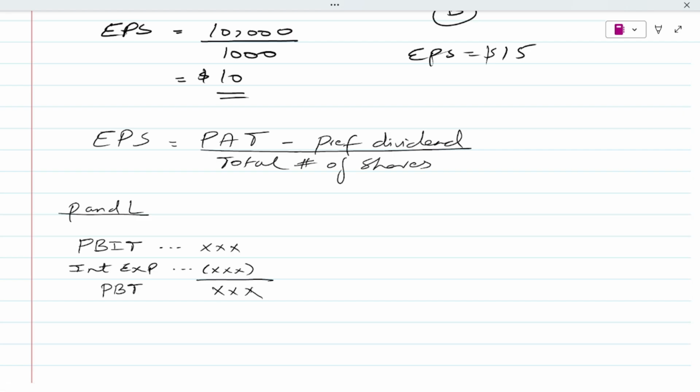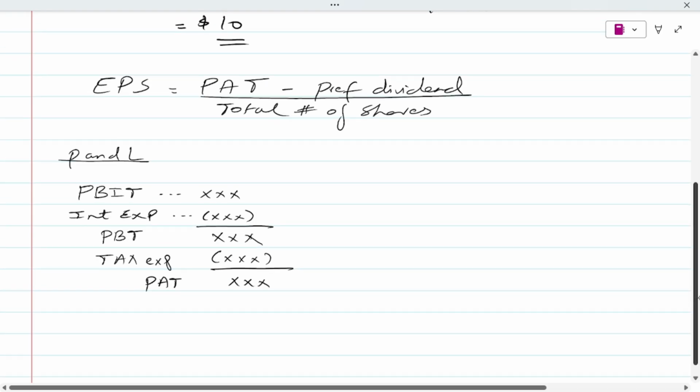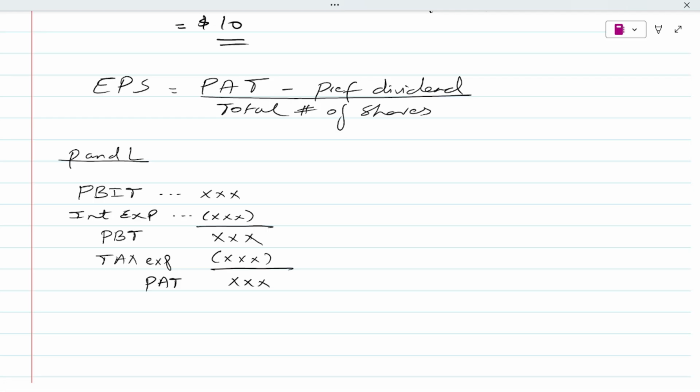Then from profit before tax, we subtract our tax expense, correct? And once we have subtracted the tax expense, we finally get our PAT. Now this PAT is basically what belongs to the company, because now you have paid all the interest that you had to pay on your loans. You have paid the tax which was due, and now whatever is left belongs to you, and that is profit after tax. So this is the profit which belongs to the company.